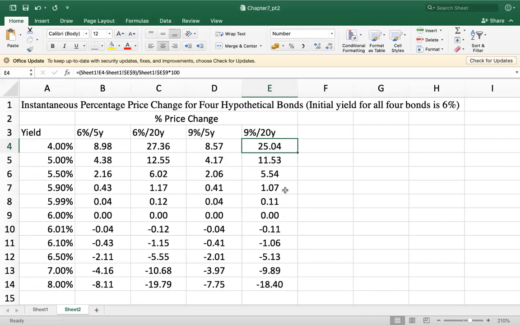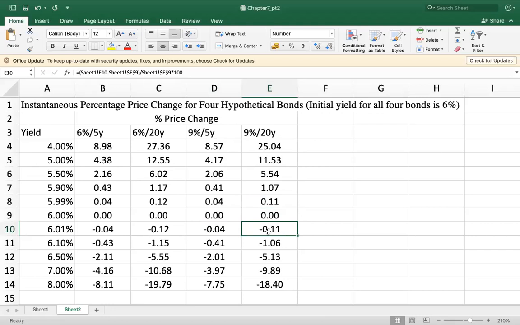Second, for small changes in the yield, the percentage price change for a given bond is roughly the same whether the yield increases or decreases. So let's suppose 6% is our base. If yield increases by 1 basis point or decreases by 1 basis point, the percentage price change is the same: for this bond plus 4% and minus 4%, for this bond plus 12 and minus 12, plus 4 and minus 4, plus 11 and minus 11. So for small changes in the yield, the percentage price changes for an increase and a decrease are the same.